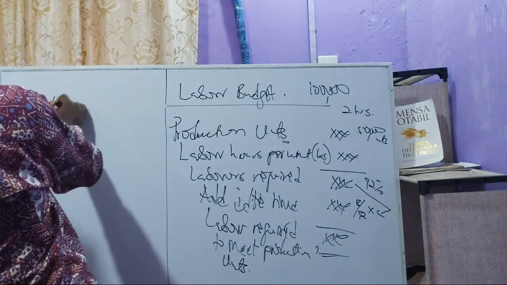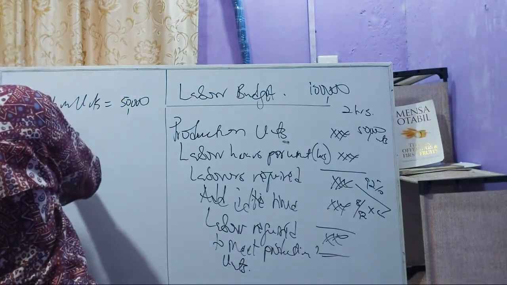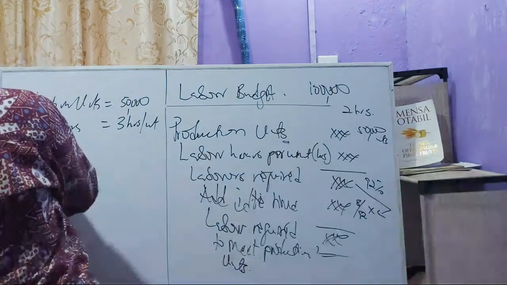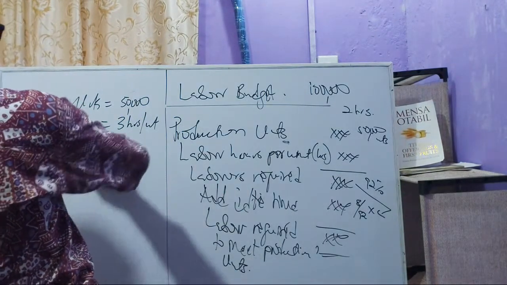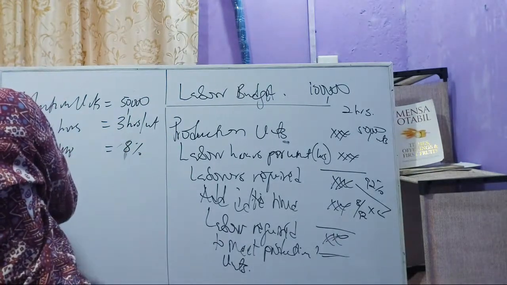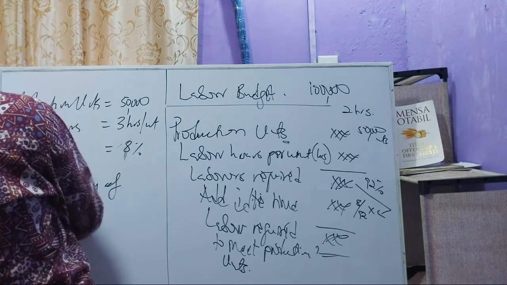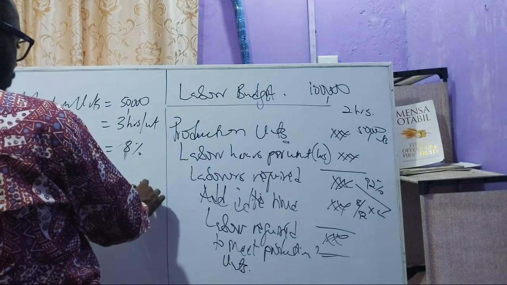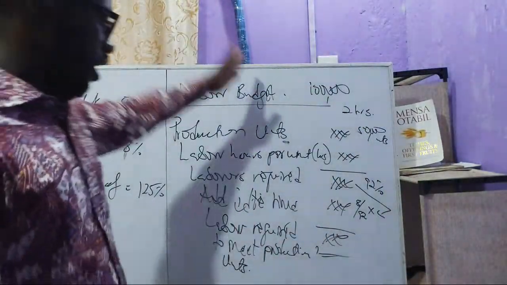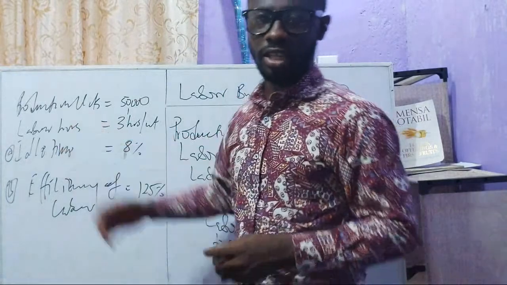So production units, let's say that's 50,000. Labor hours required, let's say 3 hours per unit. Let's say idle time is 8%. Then in another scenario, labor efficiency, so efficiency of labor is 125%. So this is the scenario that we have. I believe you finish writing this down. This is the short scenario that we have.